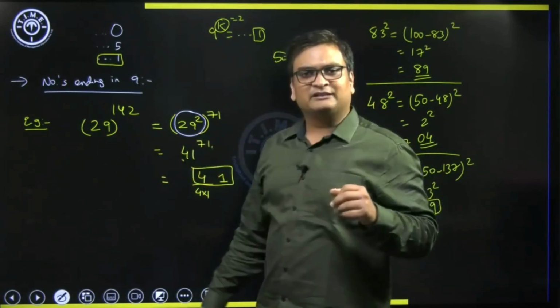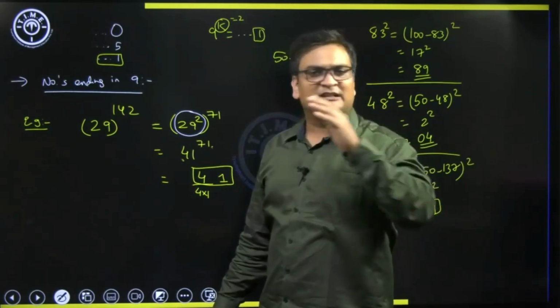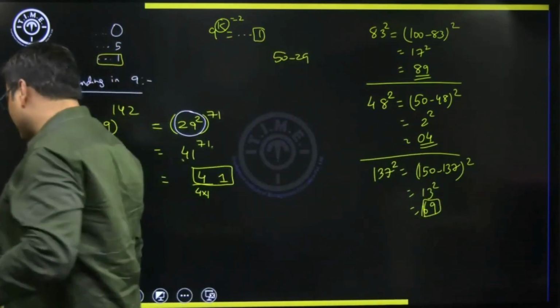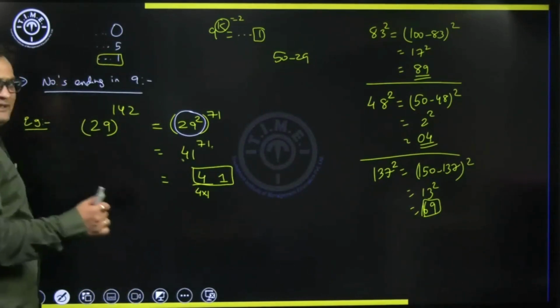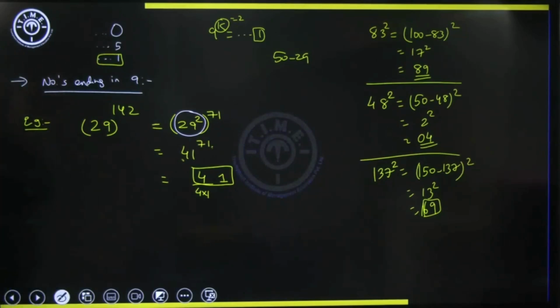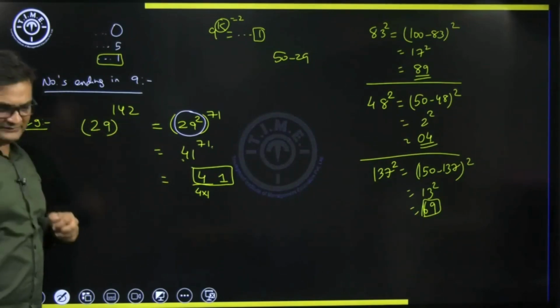This method out here is definitely going to take around 1 to 2 minutes, not more than that. 1 to 2 minutes on the higher side, that is when we are learning it. Once you have learned it enough, we can do it very easily out here. Okay, I hope we are clear with this. Numbers ending in 9 can be dealt with like this, right?